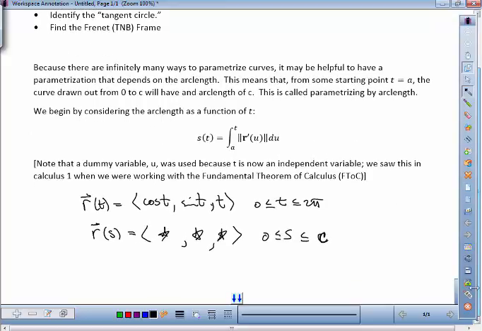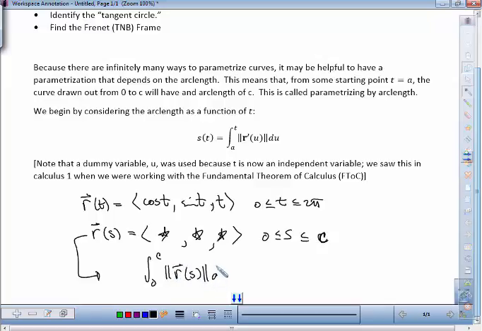Then that means if we take this parameterization, the length of a curve from 0 to c, so notice the variables, the variable that I'm using is with respect to s, this is just going to equal c.